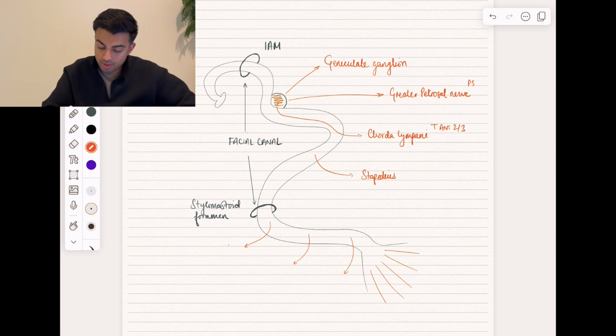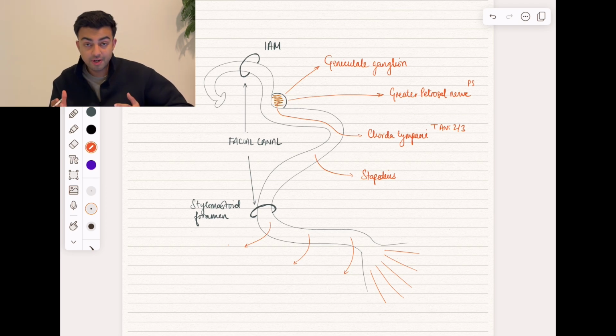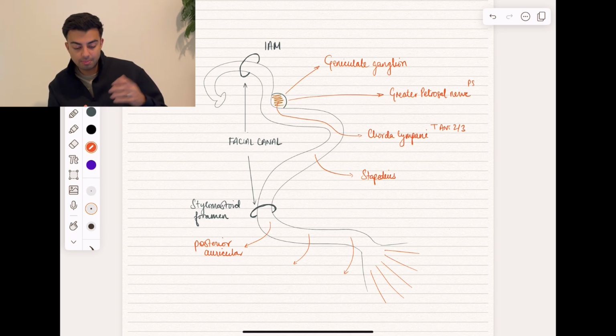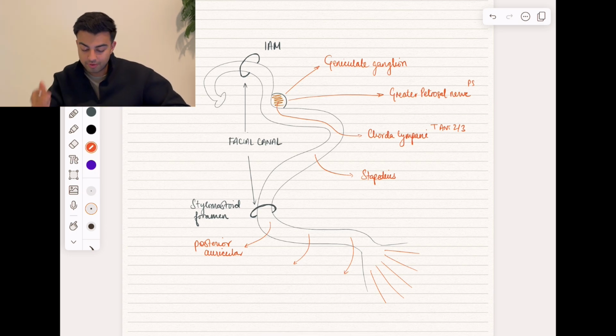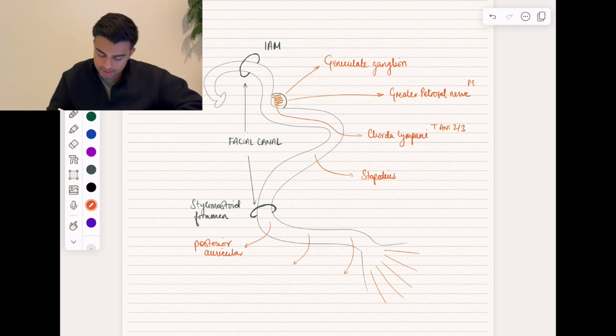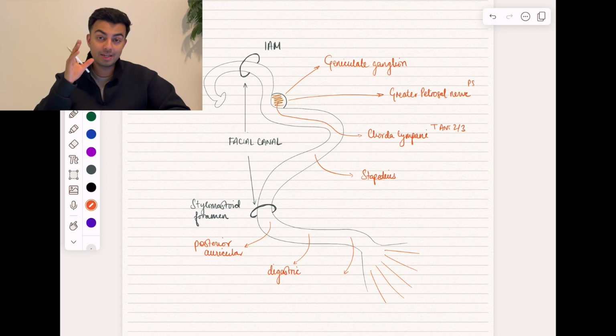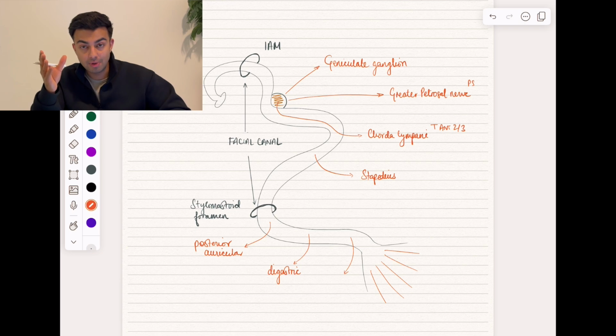So then the nerve leaves the facial canal and it gives off a few branches. The first branch it gives outside of the facial canal is the posterior auricular nerve. It's not very important. I think it gives sensory supply behind the area of the ear. So the next nerve that's given off is the nerve to the posterior digastric muscle. It's got an anterior belly and a posterior belly, and it divides the anterior triangle into a smaller triangle, which is called the submandibular triangle.